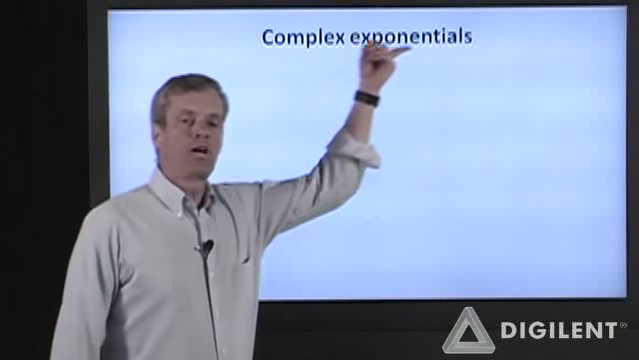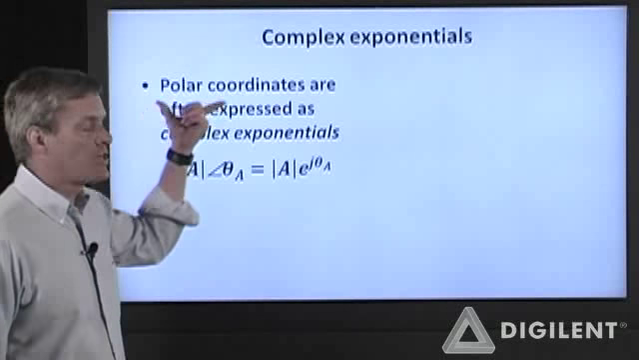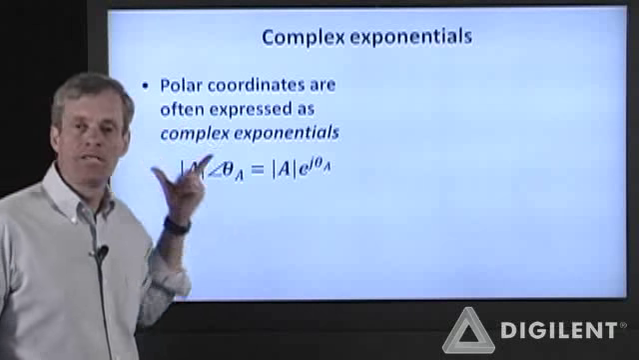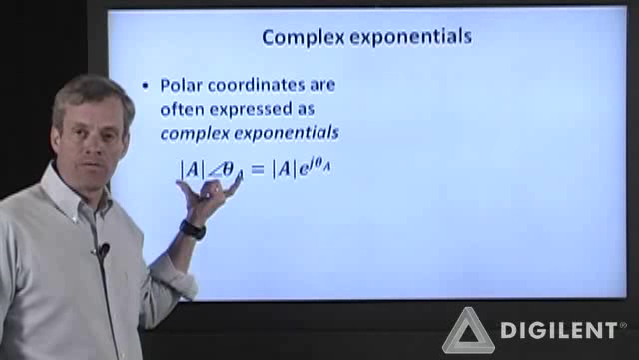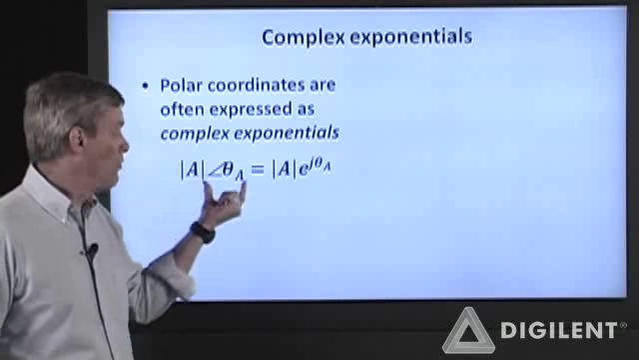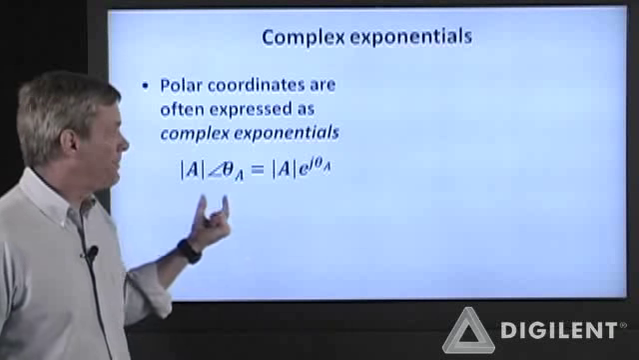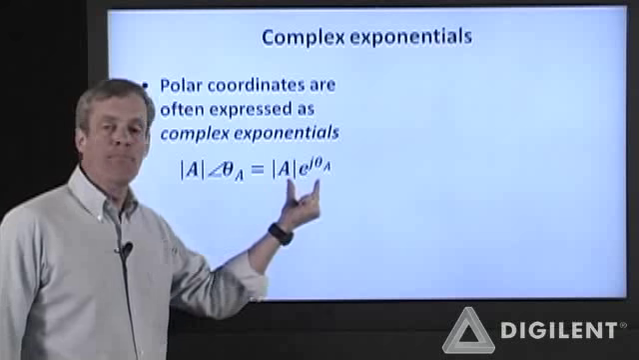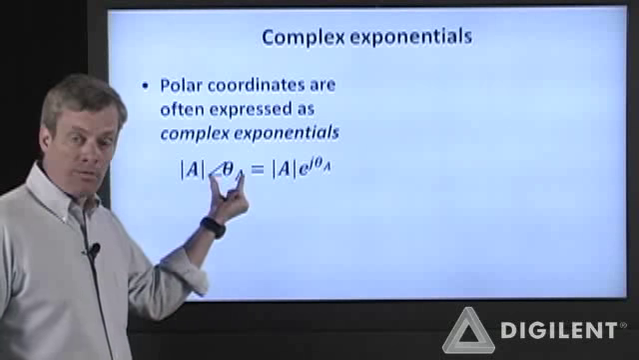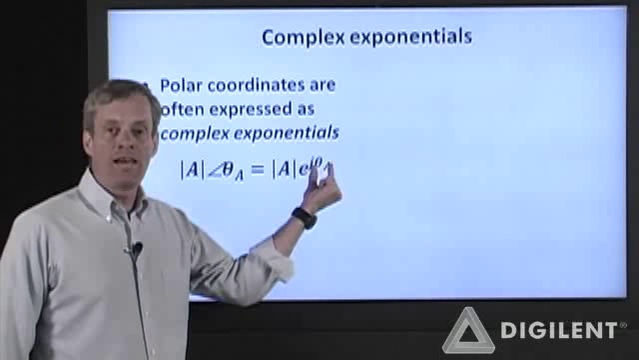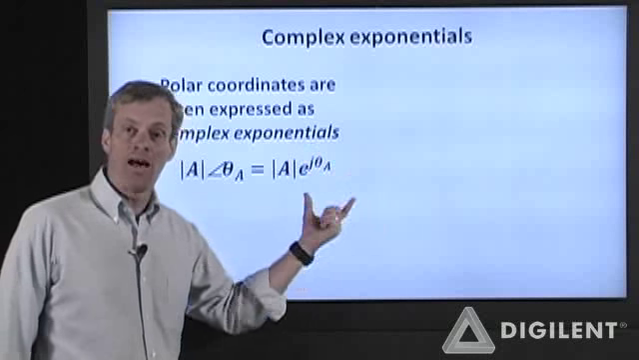Okay, now I can actually start talking a little bit about complex exponentials. Complex exponentials are a way to represent a complex number in polar coordinates. So if we have a polar coordinate representation of a complex number, magnitude of A with an angle of theta sub A, we generally represent that as a complex exponential with the magnitude of A multiplying e to the j theta sub A. So the angle of the polar coordinate goes into the power of the exponential, the j tells us to interpret that as an angle in the complex plane.